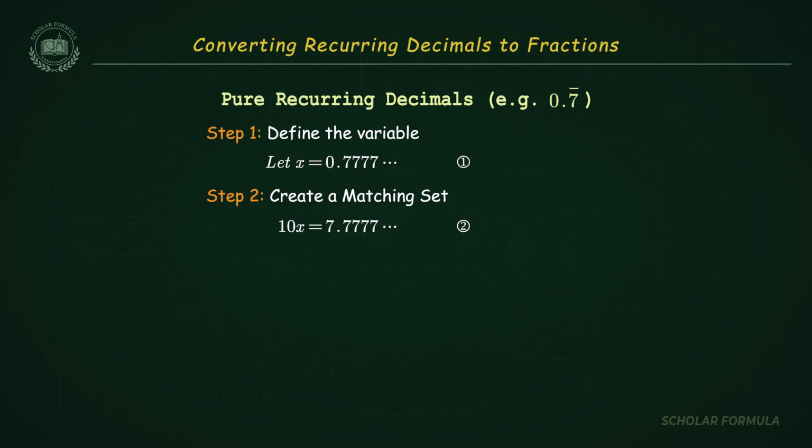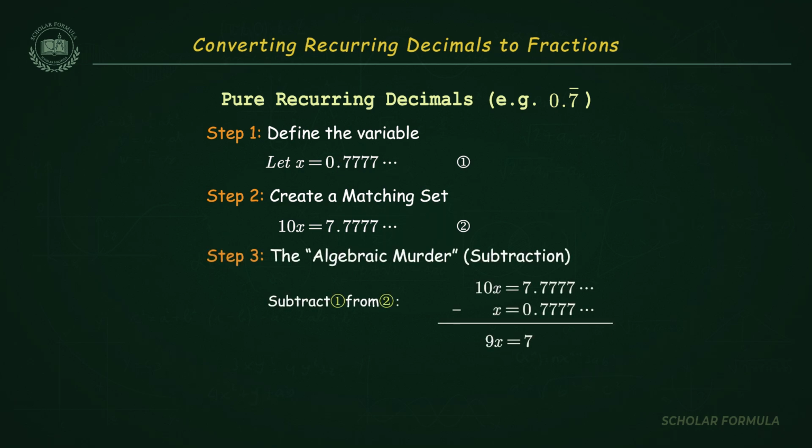the same. Now for the clever part: by subtracting the original equation from this new one, we can completely eliminate those infinite decimals. This leaves us with 9x equals 7, which proves why our denominator is always 9.